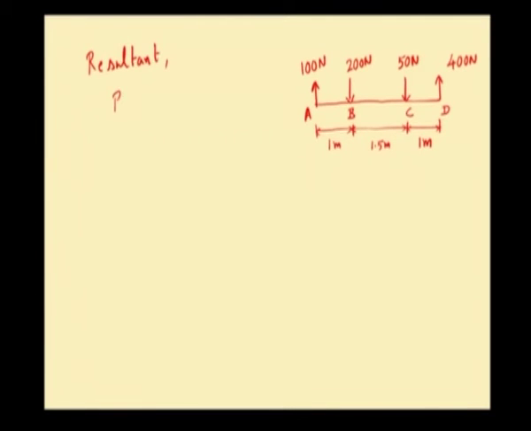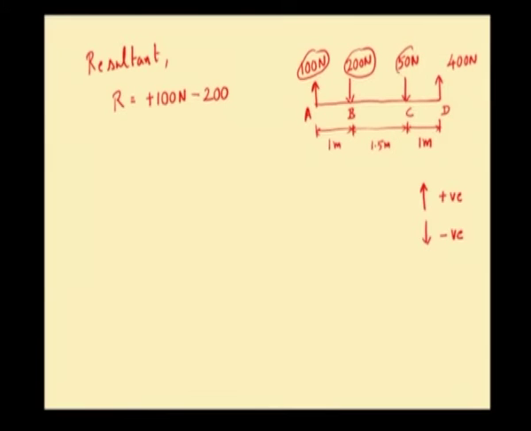The resultant of all the forces will be computed like this. We will be taking all the forces going in the upward direction as positive, hence forces going in the downward direction will be taken as negative. Now, we shall consider the first force, which is 100 Newton, going in the upward direction. So, positive sign will come for that 100 Newton. The next force, 200 Newton, goes in the downward direction. So, negative sign will come for that force.